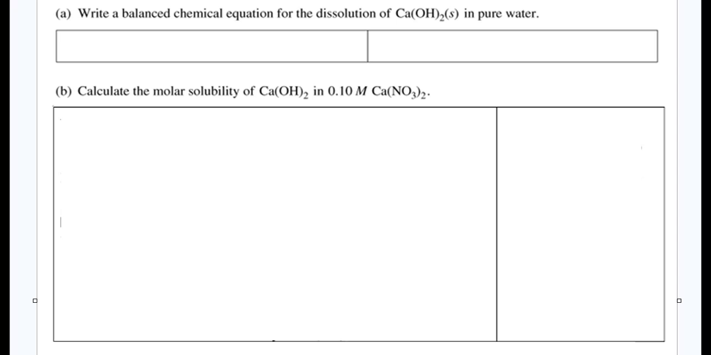Here's a FRQ, a four-pointer, and it has an interesting twist to it that I think we should look over to give you some advice on. First of all, the first question on this four-pointer is write a balanced chemical reaction for dissolution. That's the word that they use in AP Chem for dissolving, and it's calcium hydroxide in pure water.